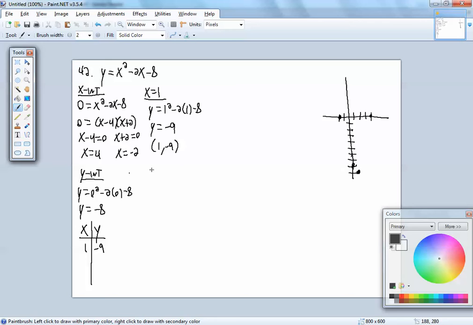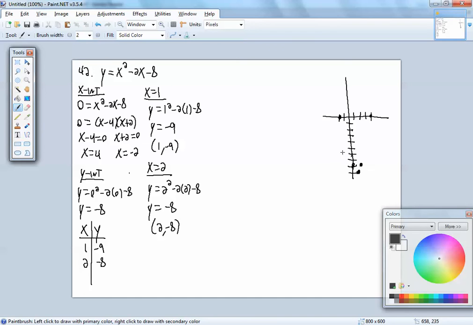Now let's plug in 2. So I'm going to have y is equal to 2 squared minus 2 times 2 minus 8. 2 squared is 4. 2 times 2 is 4. 4 minus 4 drops away, so that gives us negative 8. So this point would be 2, negative 8. Now I'm kind of seeing the pattern here. That looks like my low point and it looks like it's coming back up.